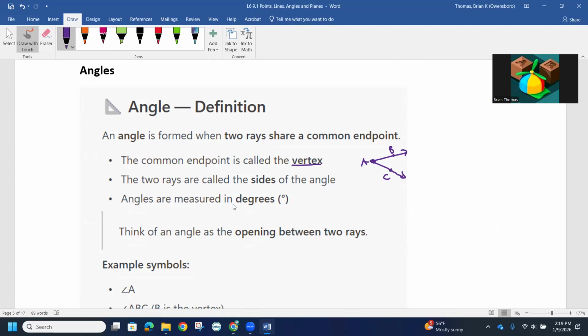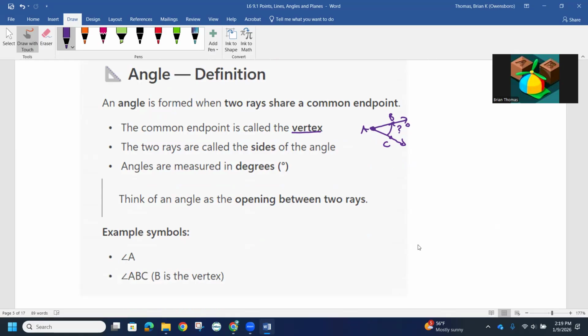Now angles are measured in degrees. So what we're talking about is how far do we rotate from side AC to side AB. So this here is going to be in the form of some type of a degree. So when you get into angles, we're talking about rotation. So again, the angle typically is the opening between the two rays, typically is how it's defined.